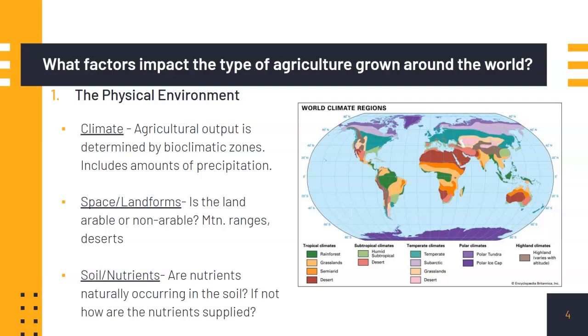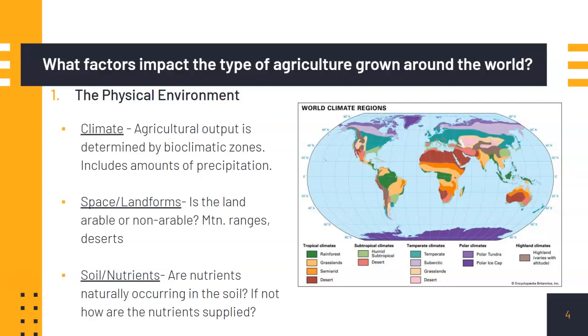Regions with moderate precipitation and temperature climates, such as the Midwest in the United States, are ideal for crops like corn and wheat. Farmers must adapt their practices to the natural climate, or they may face challenges such as water scarcity or crop failure. Next, the space and landforms of a region also influence agricultural practices. The availability of arable land, which is land suitable for farming, is a significant factor. Flat plains and fertile valleys are often highly productive agricultural regions because they are easy to cultivate.